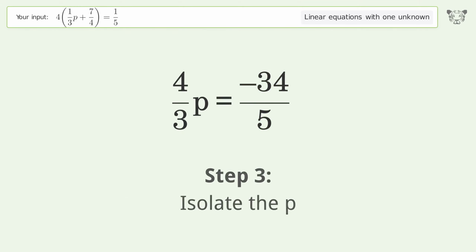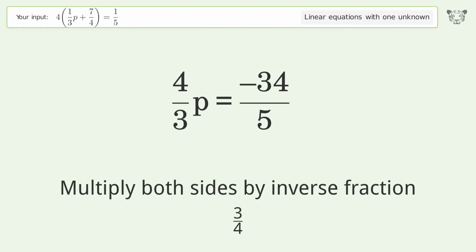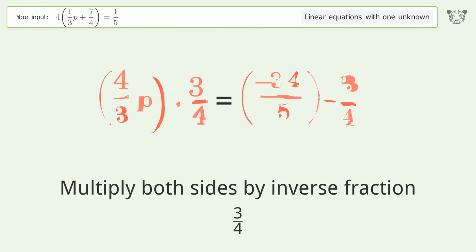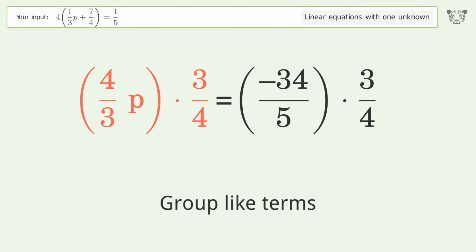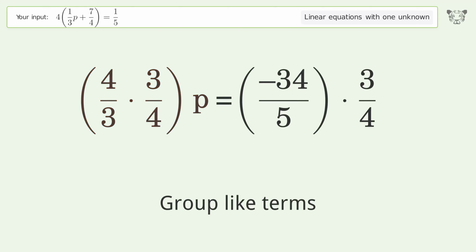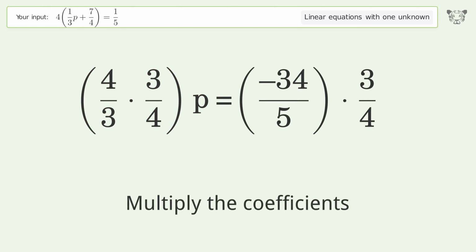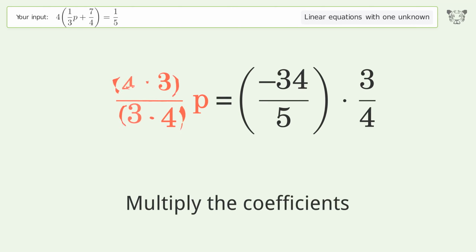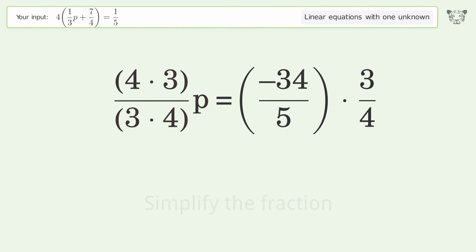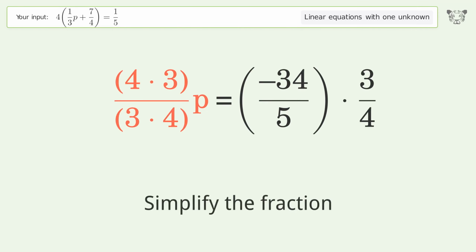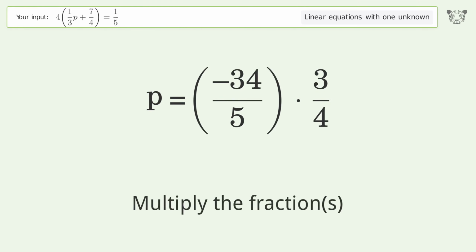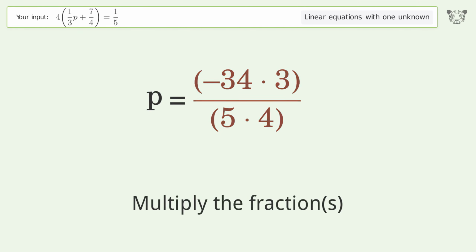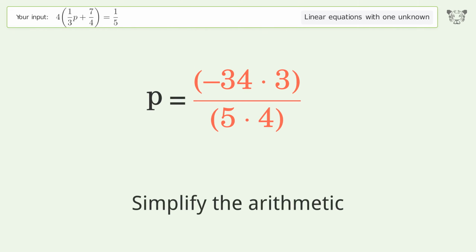Isolate the p. Multiply both sides by the inverse fraction 3/4. Group like terms. Multiply the coefficients. Simplify the fraction. Multiply the fractions. Simplify the arithmetic.